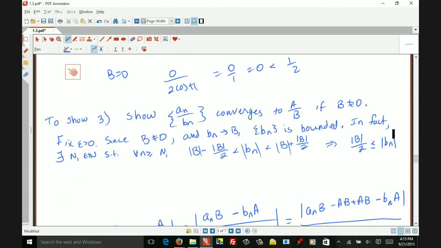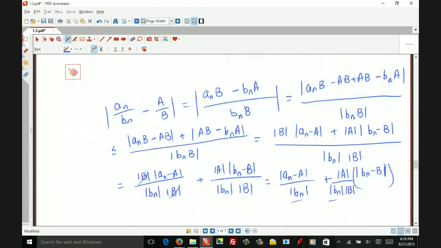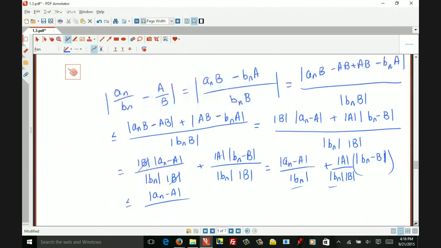And that's for all n greater than capital N1. So then that takes care of those b sub n. So then this would be less than or equal to absolute value of a sub n minus a over absolute value of b over 2, plus, and now we have b sub n minus b, and the b sub n over here becomes absolute value of b over 2 times absolute value of b.